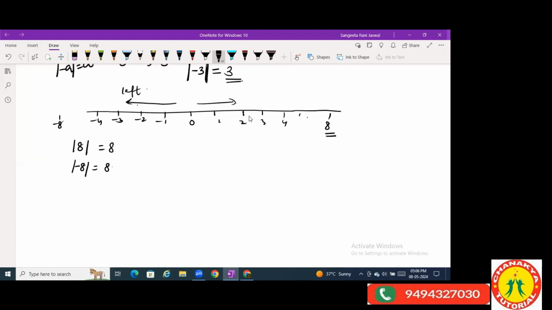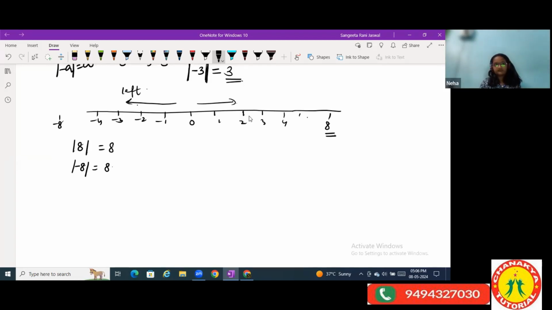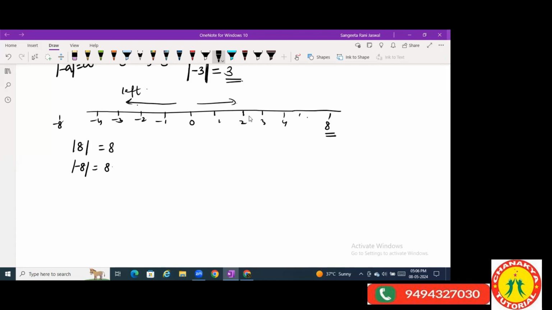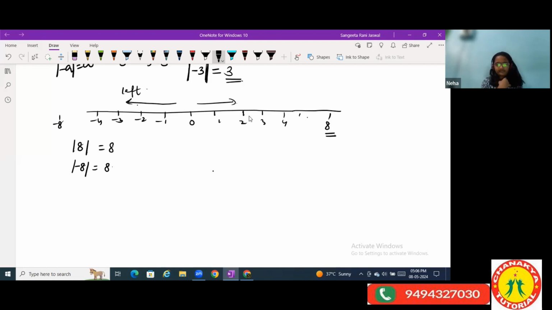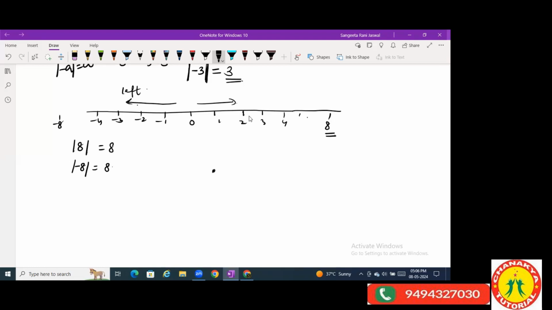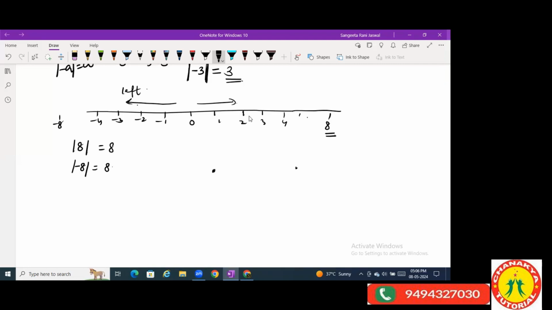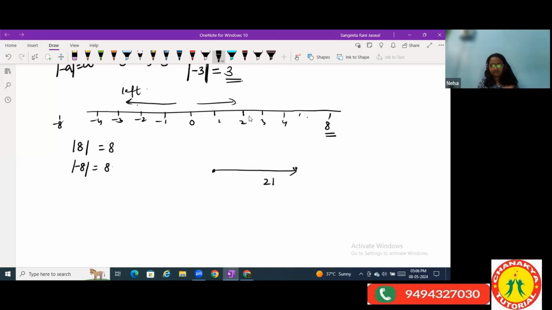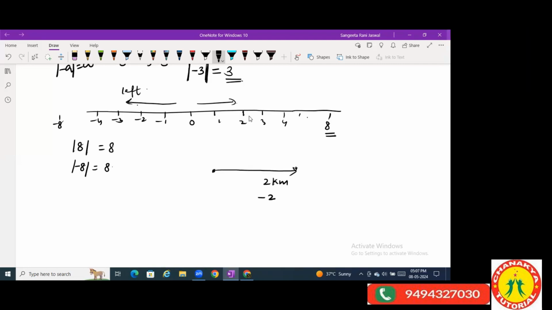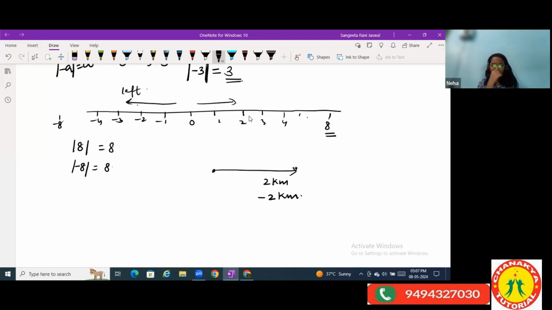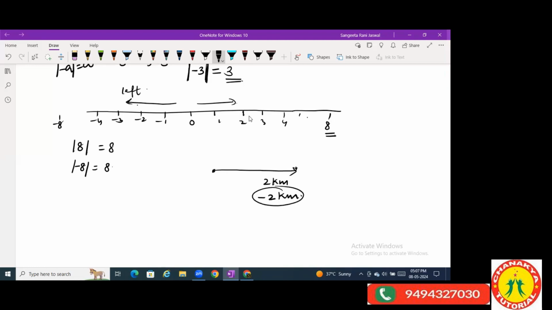Okay. So it is basically the distance from 0. So distance is never negative. If you suppose you started walking from this point till this point, can I say you walked less negative? You walked 2 kilometers from here to here. Can I say that you walked minus 2 kilometers? No. Why can't I say this? Because minus 2 is something less than 0.